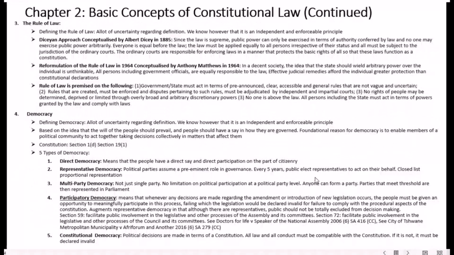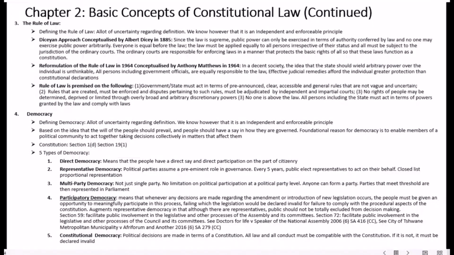Okay, and then the rule of law. So the rule of law, colleagues, there's a lot of uncertainty about what the rule of law actually is. What we do know is that it's an independent and enforceable principle, but the definition is a bit elusive. We do have different approaches. The first is the one by Albert Dicey in 1885, where he stated that since the law is supreme, public power can only be exercised in terms of authority conferred by law, and no one may exercise public power arbitrarily.